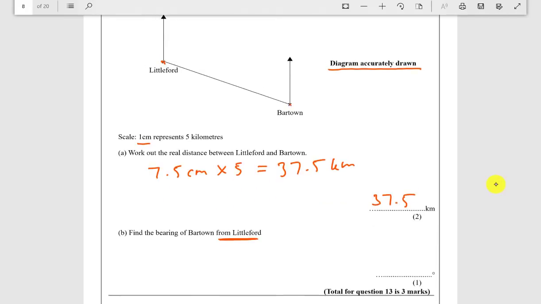So what you'll need is you will need to use a protractor for this one and measure this angle here from Littleford to Bartown. Always start from the north line and always make sure your protractor starts from 0, and then measure that line, and this should give you an answer of 109 degrees. Sorry, I can't use a protractor on this, but make sure you try it yourself as well.